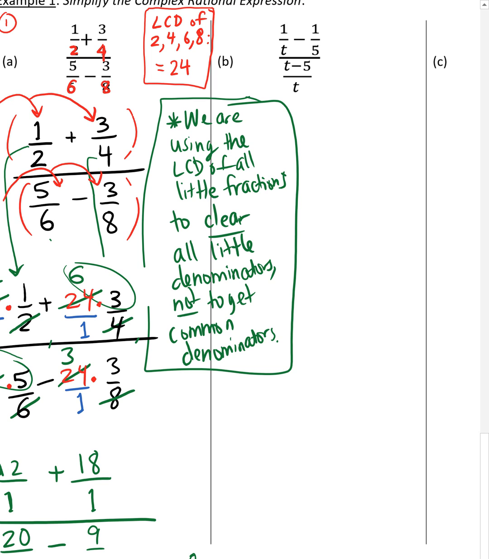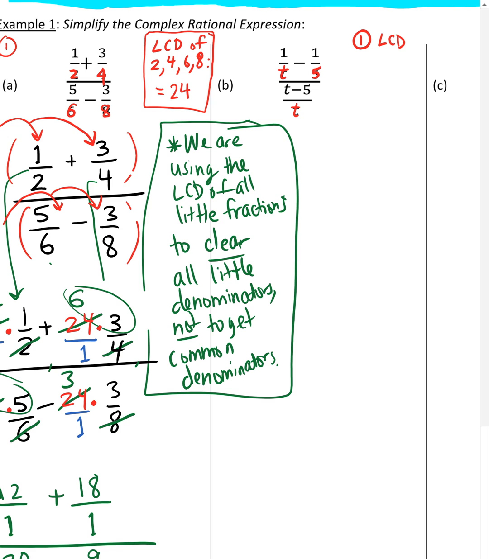So part B, first thing we're supposed to do is look at, like it says, all the little denominators. I have a t, I have a 5, and I have a t. And calculate the least common denominator of all those denominators. So like we've seen before, the least common denominator of rational expressions, you're going to want every factor you see. So I see a t, and then I also see a 5.